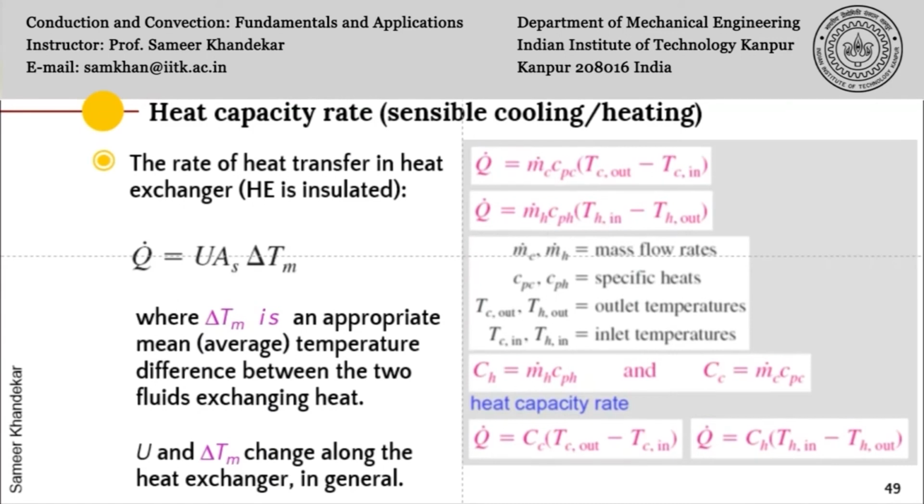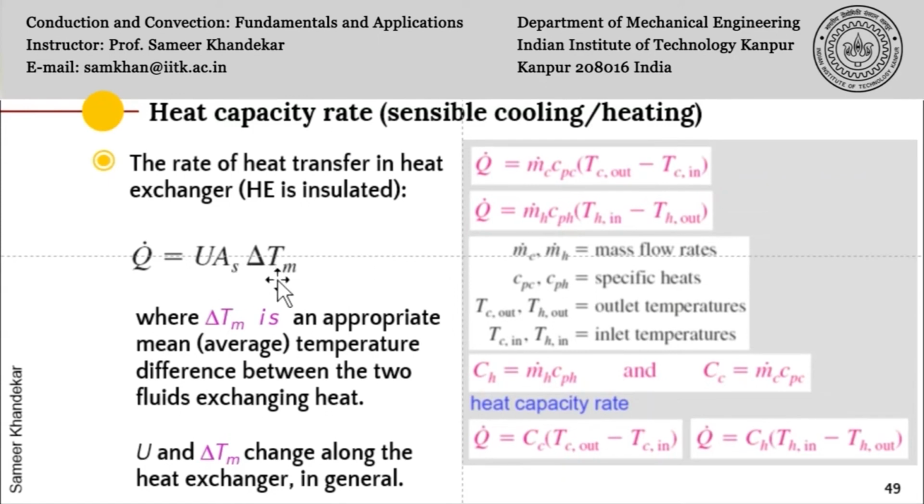Here you see the rate of heat transfer in the heat exchanger when it is insulated, as we have just assumed: Q dot is equal to U, the overall heat transfer coefficient, which takes into account the convection, all three resistances or even five resistances, depending on whether fouling is also taken into account. So all the possible resistances in the path of this Q dot are taken into account in this U, times the area, which is the appropriate area of heat exchange, and then delta Tm.